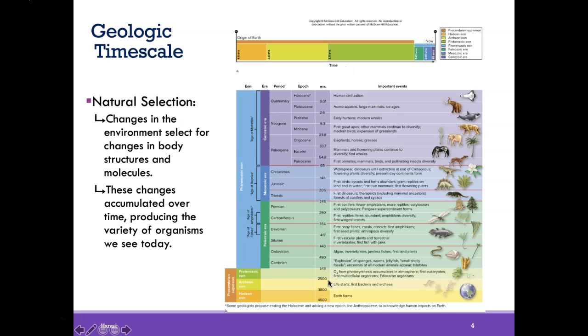And now we have a framework to explain this diversification. We know about natural selection. Changes in the environments on Earth selected for changes in body structures and molecules that provided an advantage for survival and reproduction. Basically, the environment keeps on changing, and those changes put pressure on organisms. If they have what it takes to survive, then they can pass on those genes to subsequent generations. And those changes accumulate over time, producing the variety of organisms we see today.